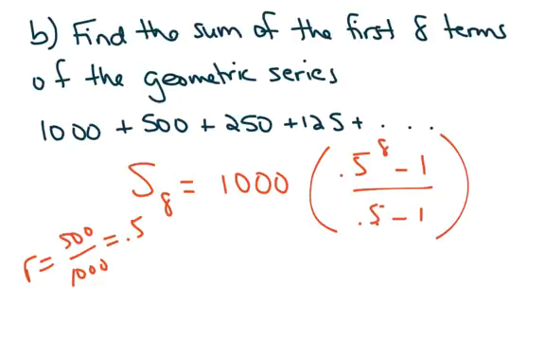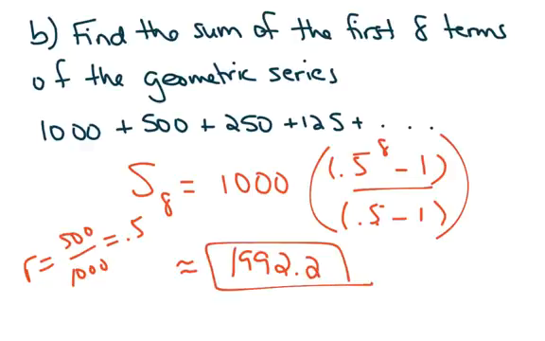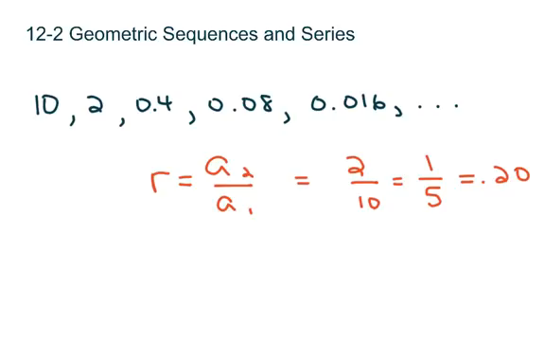I'm going to evaluate what's in the parentheses first by putting extra sets of parentheses around these when I calculate it. So parentheses, 0.5 raised to the 8th, minus 1. Close the parentheses, divided by 0.5 minus 1. And then I'm going to multiply that by 1,000. I'm going to get approximately 1992.2. And that's section 12.2 on geometric sequences and series.